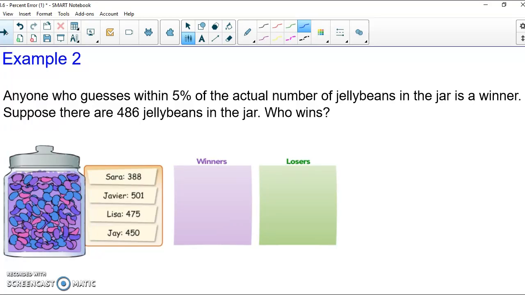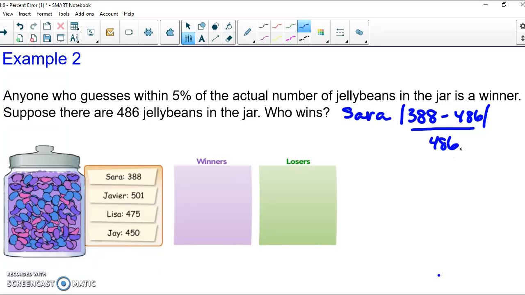So let's look at a practical application. On example 2, anyone who guesses within 5% of the actual number of jelly beans in the jar is a winner. Suppose there are 486 jelly beans in the jar. Who wins? So let's first check out Sarah's work. She estimated that there were 388 jelly beans. So that's my estimation, and I'm going to subtract from that the actual number of jelly beans, and then I'm going to divide by the actual amount.